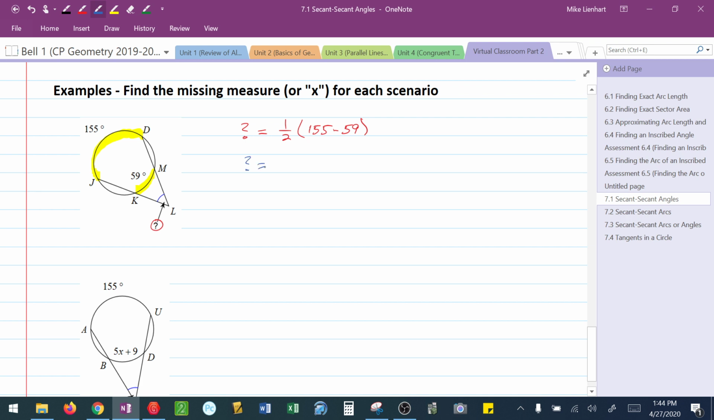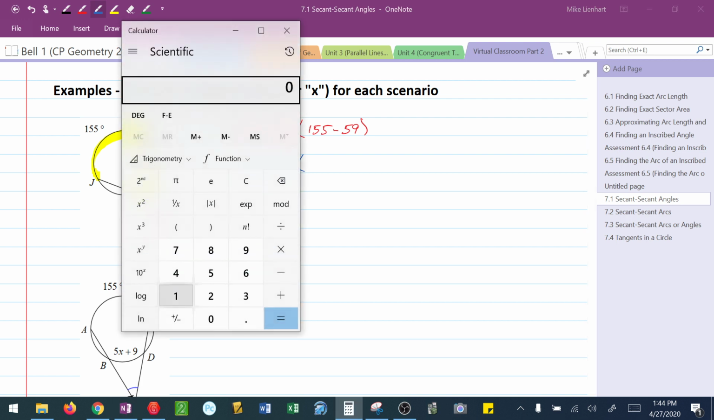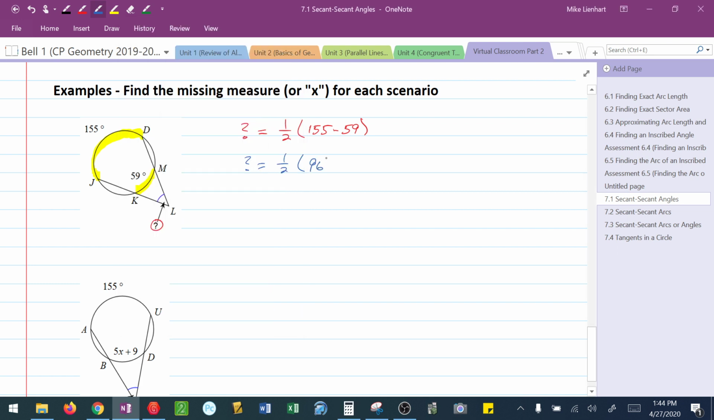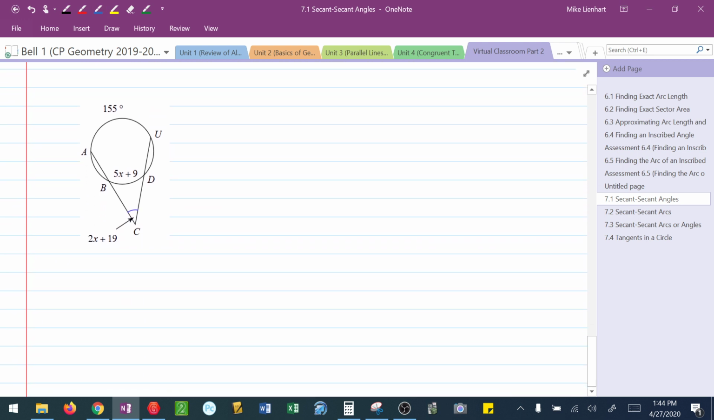I have the question mark is equal to half of 155 minus 59. Let's just double check my arithmetic. 155 minus 59 will be 96. And half of 96 would be 48 degrees. All right, what happens if they throw variables in there? Not a problem. There's our angle.